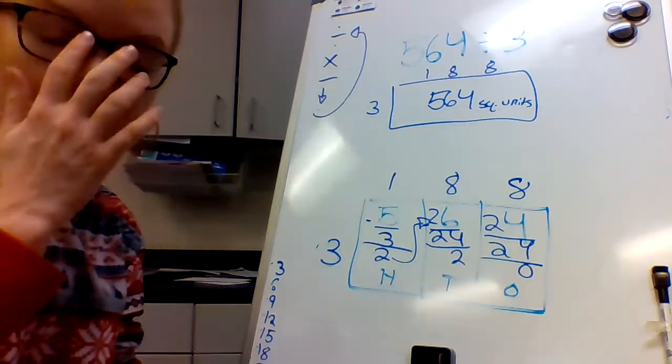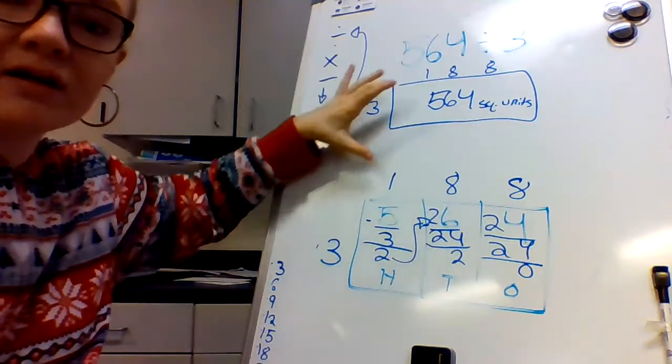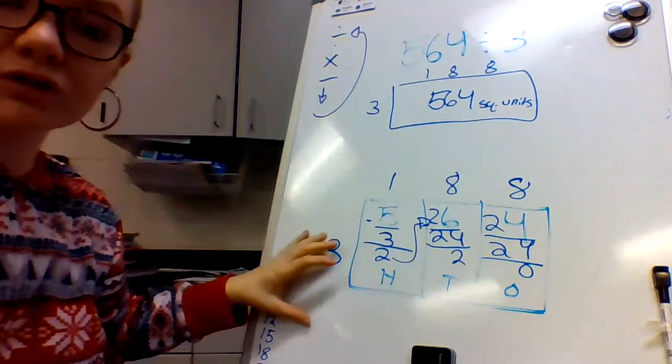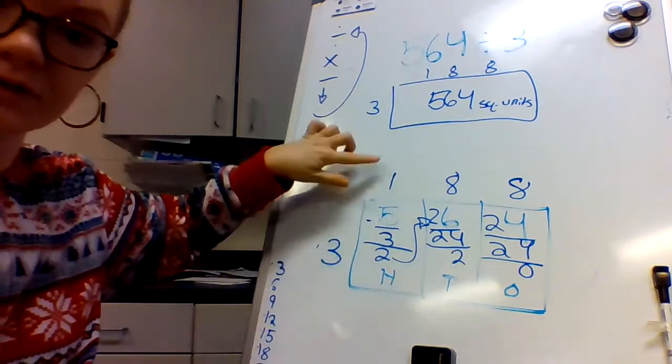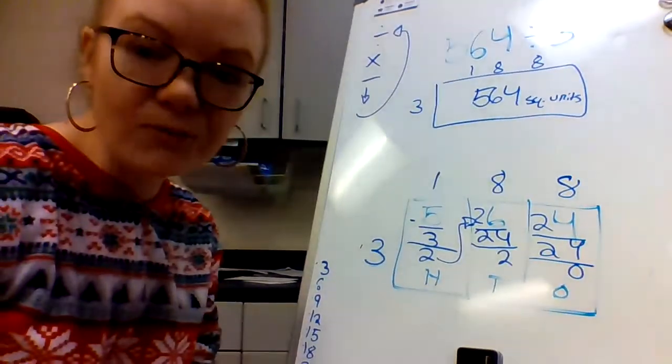So I hope this helps a little bit in understanding why area model works, because we're truly talking about the area, the space inside of this rectangle. We're just doing it opposite of multiplication because we know the inside, we're looking for the outside. In multiplication, we know the outside, we're looking for the inside. So hope that's helpful.